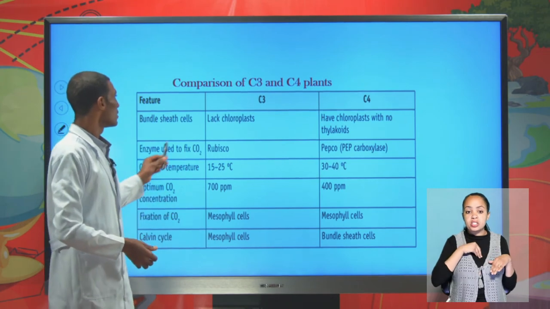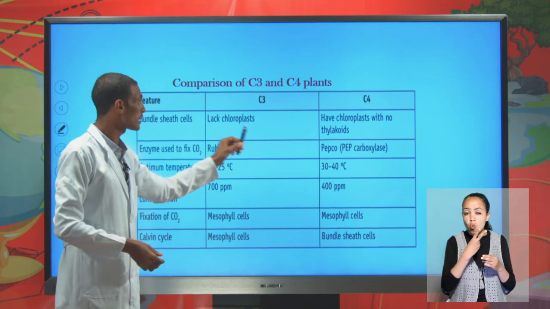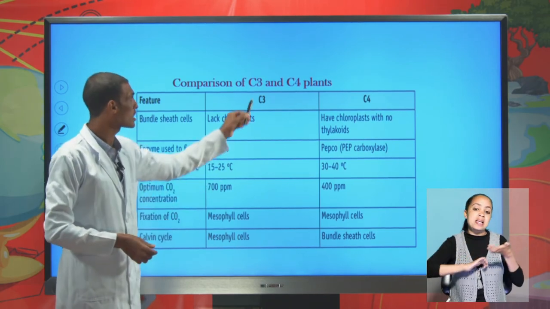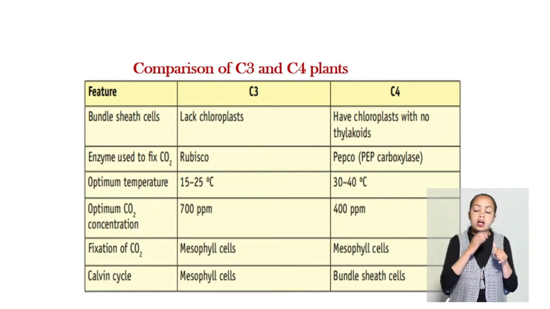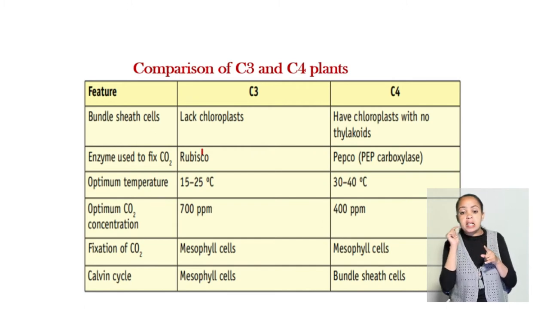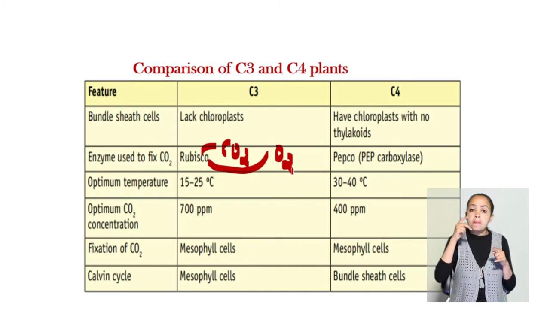The system of fixing carbon dioxide in both processes is catalyzed by enzymes. In C3 plants it is catalyzed by Rubisco, which acts as carboxylase when carbon dioxide is fixed, and as oxygenase when ribulose bisphosphate reacts with oxygen. But here in C4 plants, there is only PEP carboxylase, phosphoenol pyruvate carboxylase, which catalyzes the reaction with carbon dioxide.